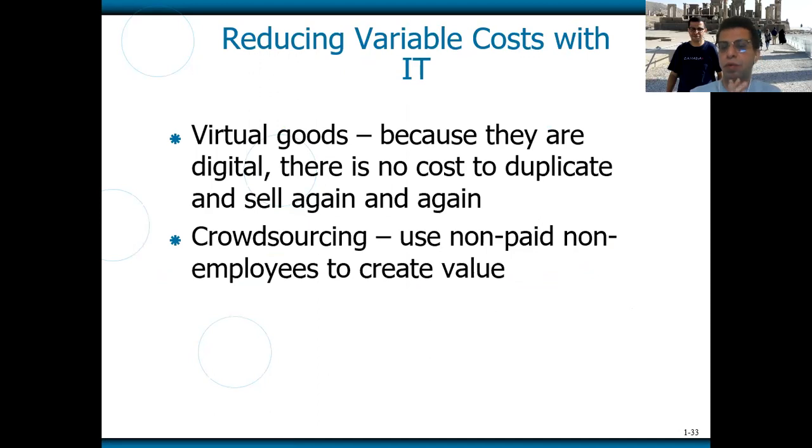Now, reducing variable costs with IT. Virtual goods, because they are digital, have no cost, for example, to duplicate and sell again and again. And this is where a lot of the profits happen. When somebody develops an application, they can resell it again and again, and there is no cost in it. And then crowdsourcing uses non-paid non-employees to create some kind of value, as we saw in drop shipping. So those are two ways of reducing variable costs with IT.